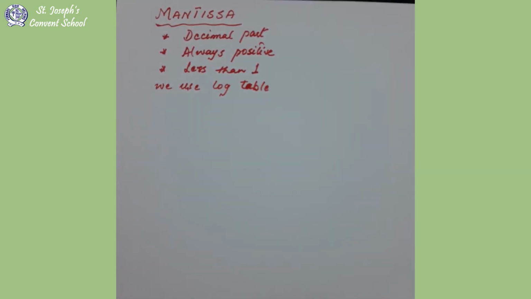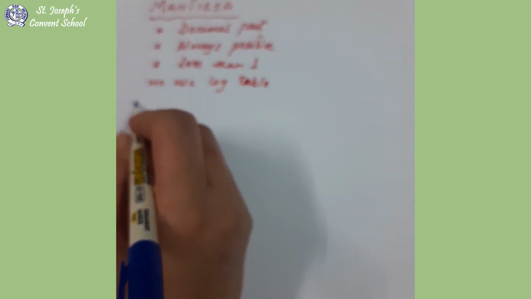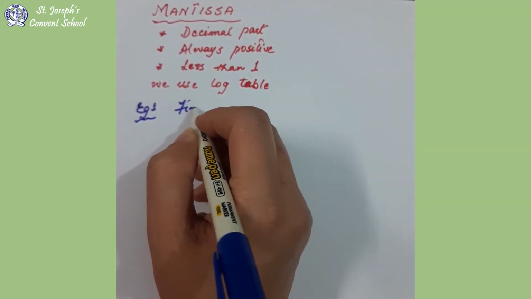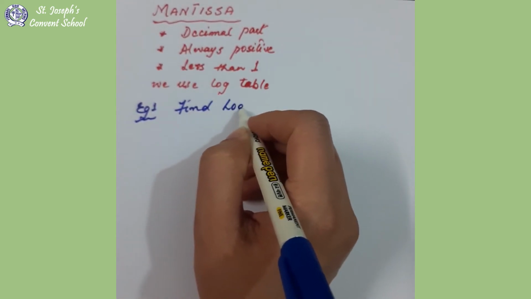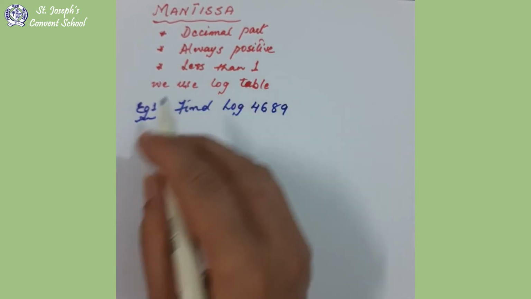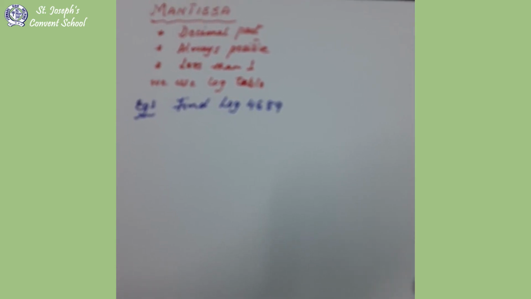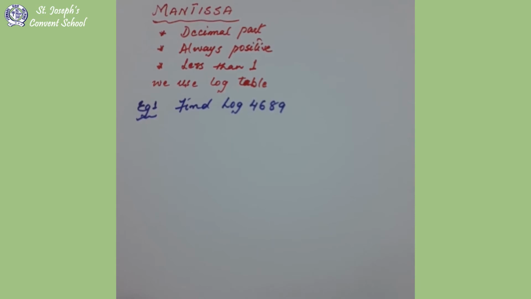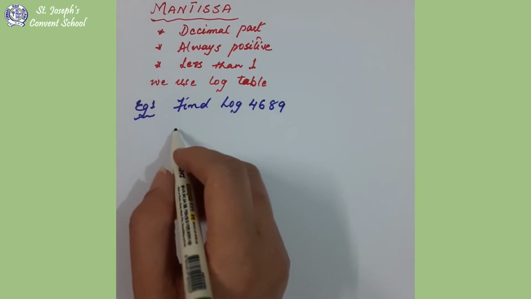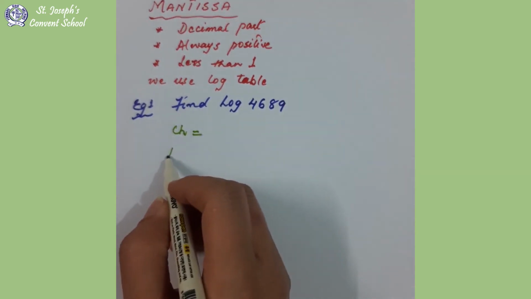Now let me give you an example. Let me write the example. Let's find log 4689. Now the example is log 4689. The first step is to find the characteristic of this number, and then find the mantissa.